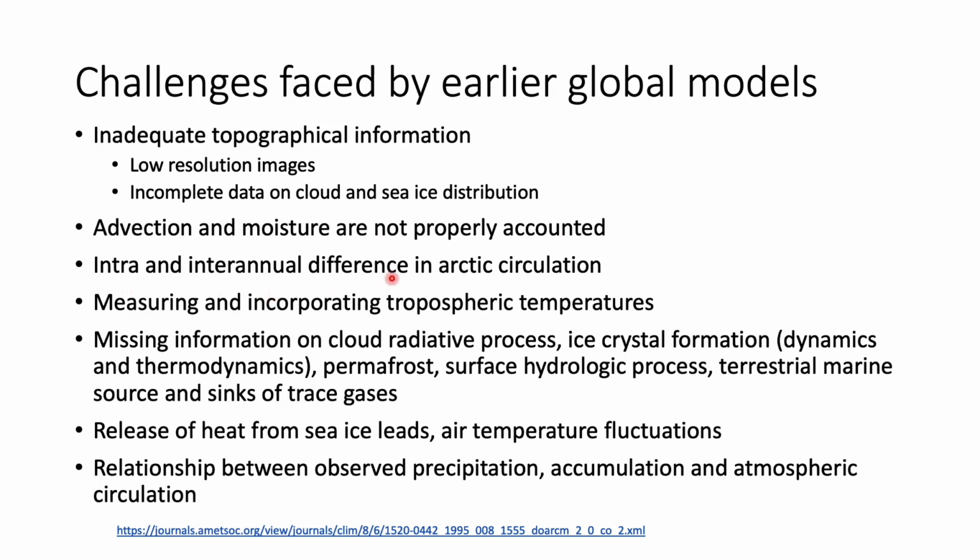Intra- and interannual differences in Arctic circulation were not included, and measuring and incorporating tropospheric temperature was not done. So these are all the limitations in the earlier models. And of course, there was missing information on cloud radiative processes, ice crystal formation, permafrost, surface hydrological processes, and terrestrial and marine sources and sinks of trace gases. All these things were not included. Also, the release of heat from sea ice leads to air temperature fluctuations. And finally, the relationship observed between precipitation accumulation and atmospheric circulation. These were not included in the earlier models. So that's the reason those models could not predict the Arctic amplification very effectively.